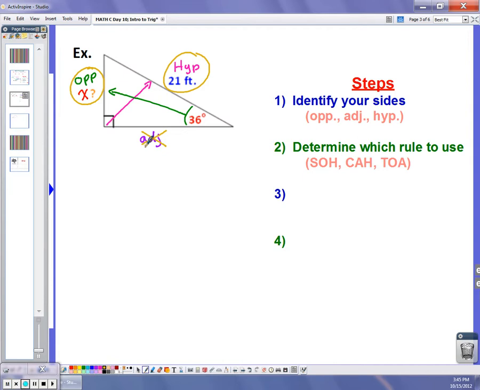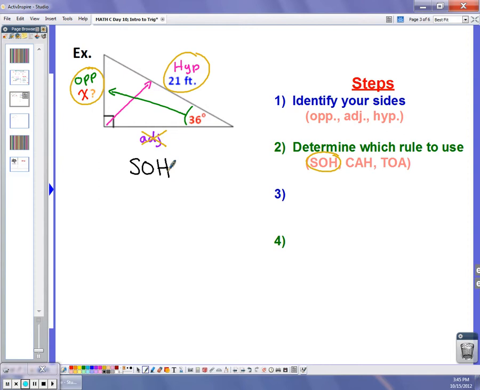So looking at our rules, we're going to look for something that has the opposite and the hypotenuse. And we can see that sine, or our SOH, is the only one that has both the opposite and the hypotenuse. The others are missing one or the other. In cosine, we're missing the O. They give us the A, but not the O. In tangent, we're missing the H. They gave us the A, but again, we're missing the H. So in this particular case, we do know that the only rule that we can use is SOH.